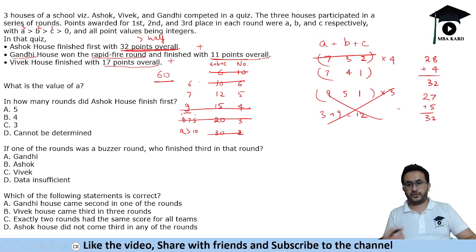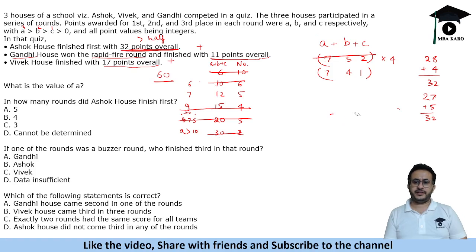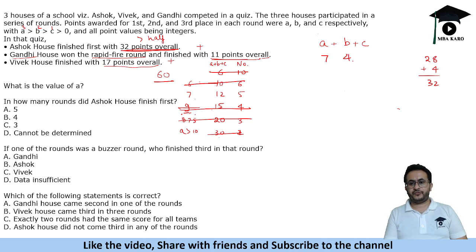So we took all the possibilities and eliminated them. Now we are left with just one case, and that's how we are going to solve it. So we figured this out, that 7 is the winning point. 7, 4, 1.